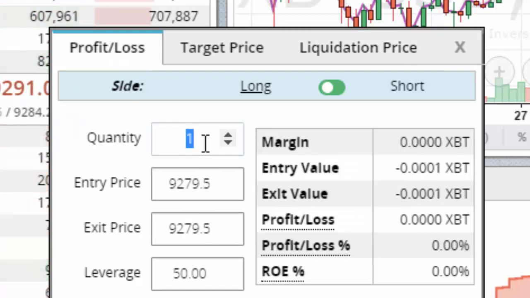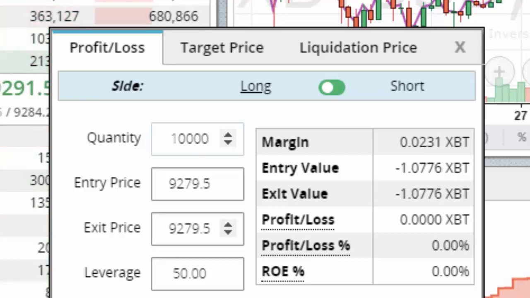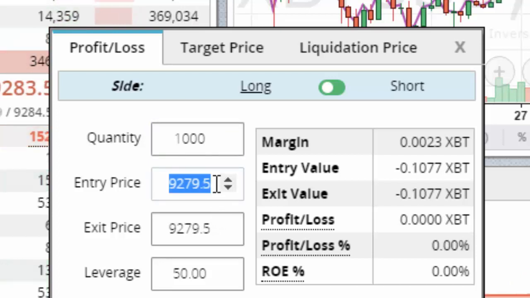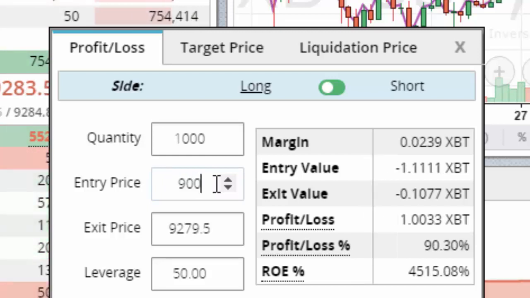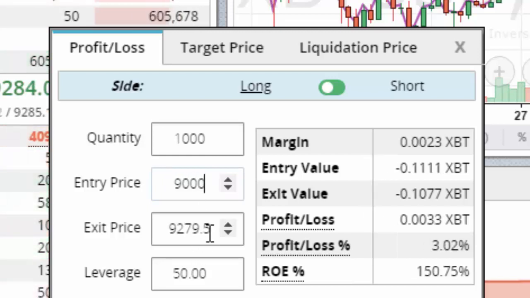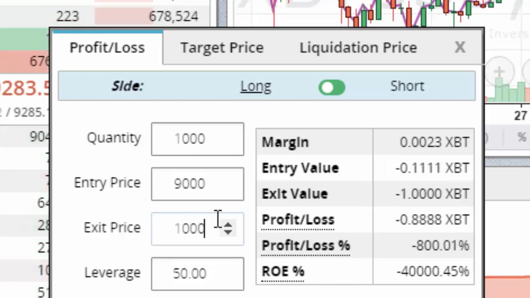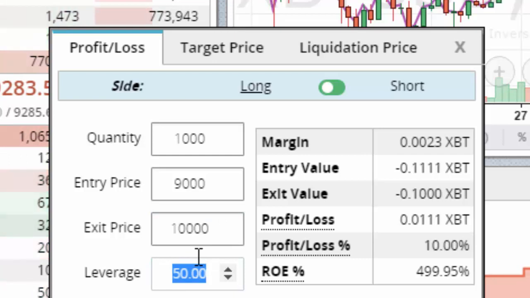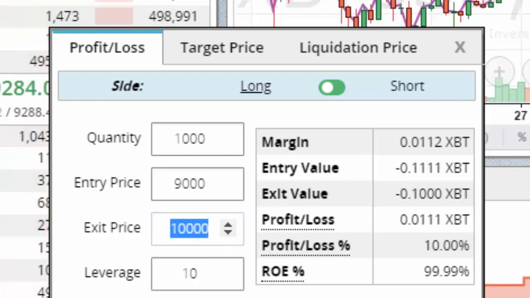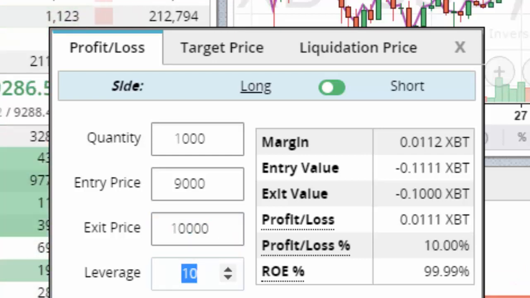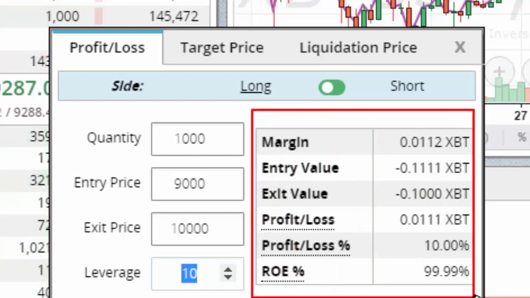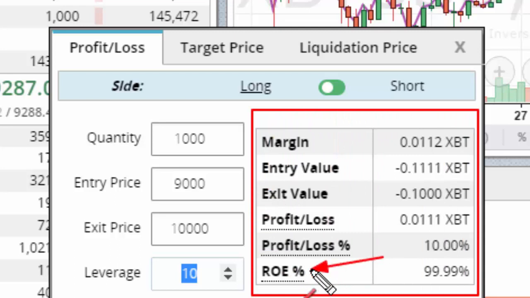Let's say, for example, I wanted to trade $1,000 worth of Bitcoin. That's 10,000. Let's try 1,000, and the price is currently, let's say, 9,000, and we're going to go for a $1,000 rise in Bitcoin up to 10,000, and we're going to use a 10 leverage on this trade. So what happens is the calculator does all of the grunt work for you, works it all out, including the return on equity.